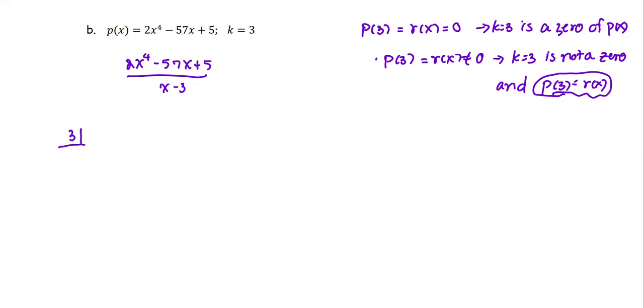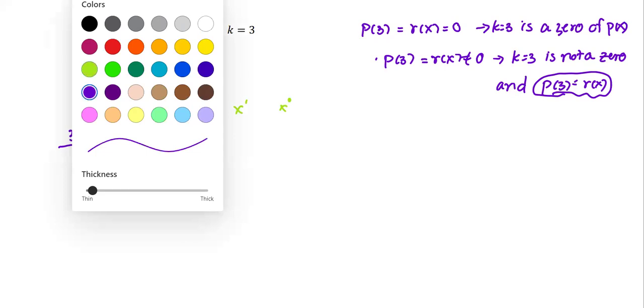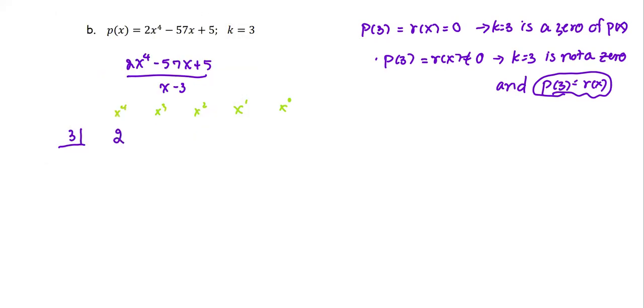The leading coefficient 2x to the fourth, and I'm going to make a note up here. The highest power, or the leading power, is 4. This is power 4, power 3, power 2, power 1, and power 0, or the constant. The coefficient of each power: for power 4, the coefficient is 2. Power 3, no coefficient. That means no x to the third power term, no x to the second power term. For x to the power 1, the coefficient is negative 57. The next term, or the constant term, is 5.